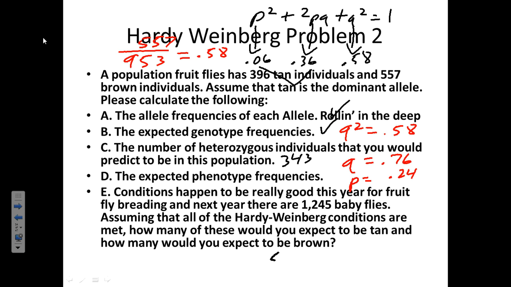522.9. Those should be tan. And 58% should be brown. So 1,245 times 0.58, we get 722.1.